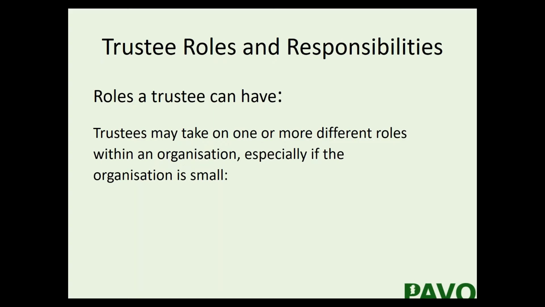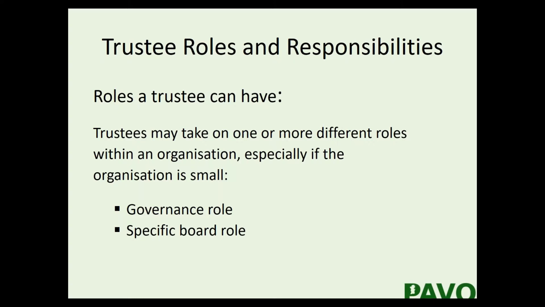Bear with me. So, trustees' roles and responsibilities. Roles a trustee can have. Trustees may take on one or more different roles. Especially if the organisation is small, you tend to wear lots of different hats in a charity. The primary function of a trustee is the governance role. It's overseeing from on high almost the actual running of an organisation, setting the targets, setting the objectives. The day-to-day stuff is much more a managerial function.